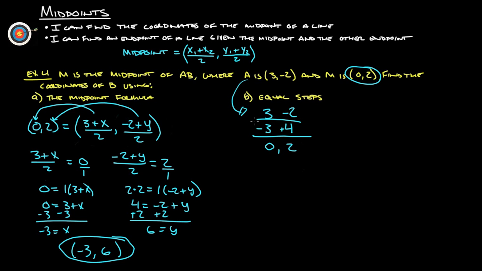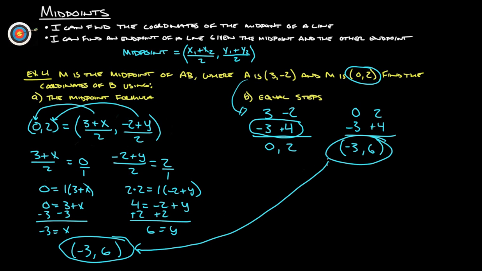So this information here tells us that if we take 3 away from the x and add 4 to the y, that gets us halfway there. So to get the other half of the way, we're going to take that negative 3 and 4 and add that to the midpoint, because that gets us halfway there. That's the midpoint, right? And so 0 plus negative 3 gives us negative 3, and 2 plus 4 gives us 6.